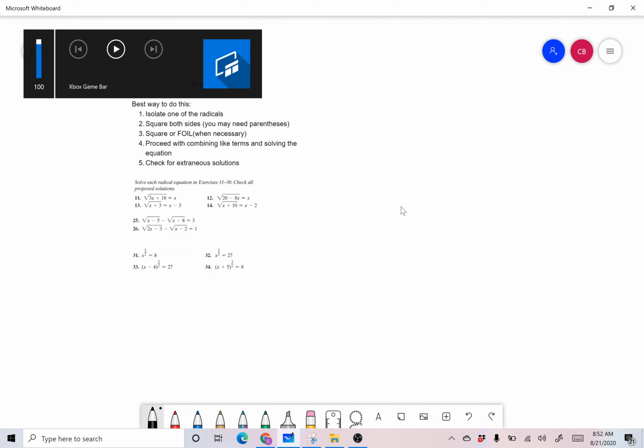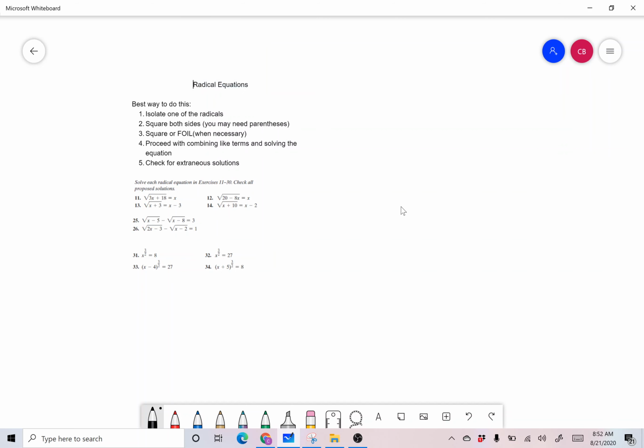Okay, so next up we're going to talk about radical equations. These are square roots, third roots, fourth roots, and so on and so forth. Different powers, other than just two or integers. So let's look at this.